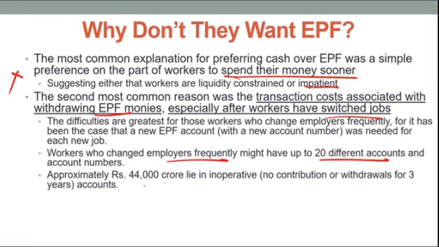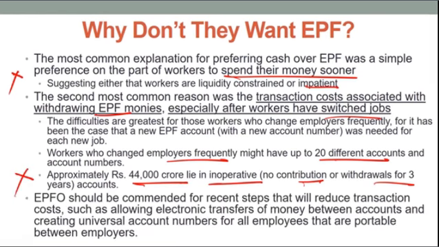There is 44,000 crore rupees lying in inoperative accounts. That means no contribution or withdrawal in 3 years. That means this much money of these poor people is just lying around there, wasted. So that is the reason they are not having trust in the system. It's difficult to get money out of EPF.